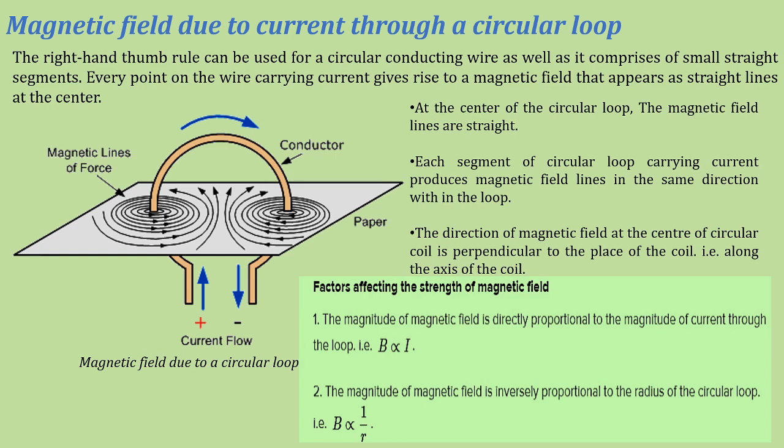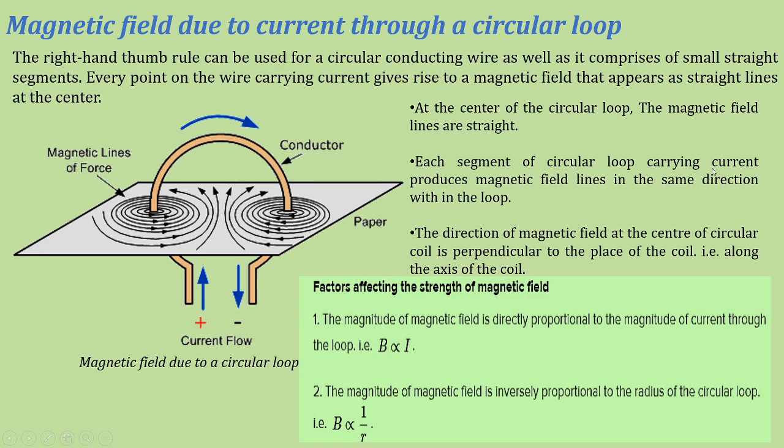The right thumb rule can be used for a circular conducting wire as well, as it comprises small straight segments. Every point on the wire carrying current gives rise to a magnetic field that appears as straight lines at the center. The properties of these lines are: at the center of the circular loop, the magnetic field lines are straight. Now you can check it from this figure. These are almost straight lines. At the center, at this point, it will be a straight line.